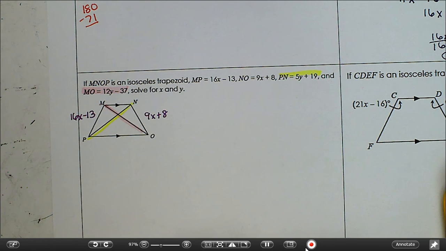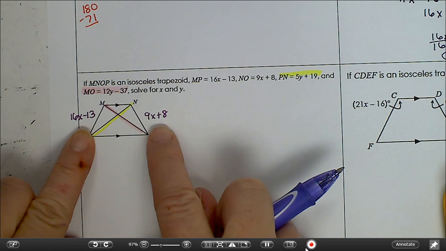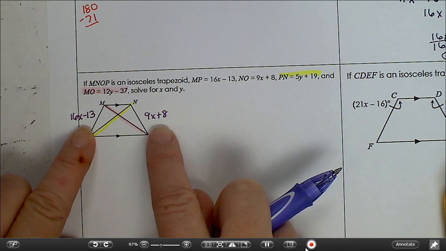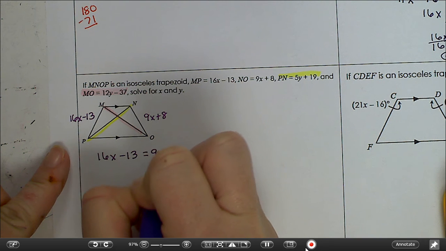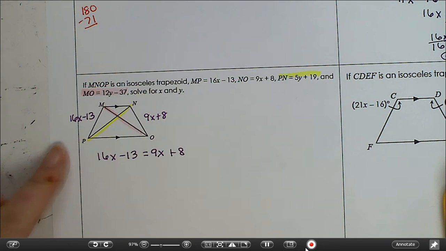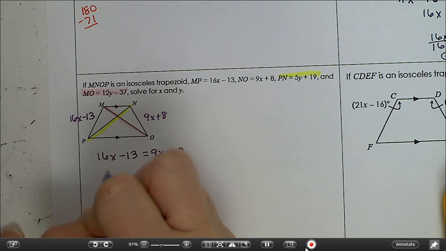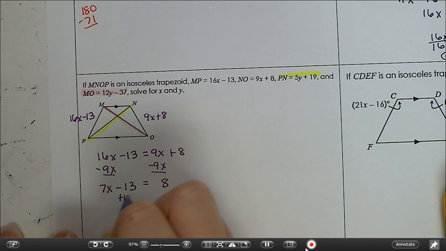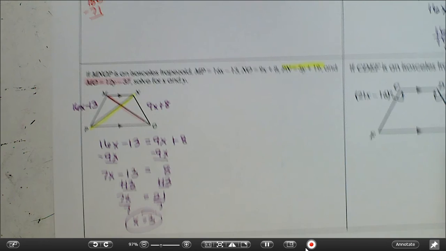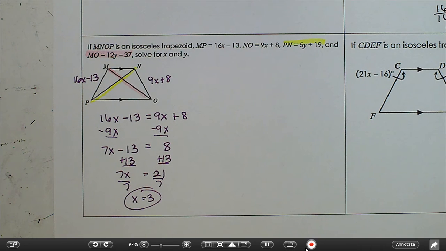So let's go with x first. This is isosceles, which means that the legs are congruent. So we have 16x minus 13 is equal to 9x plus 8. We're going to solve that. So you can see, just like before, we're using the information given to set up and solve equations.